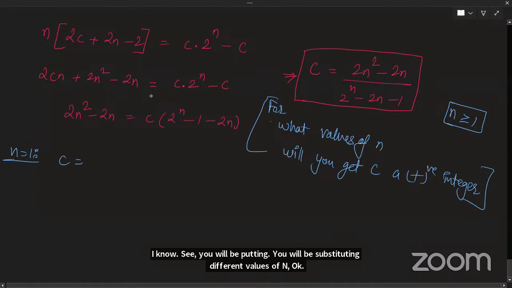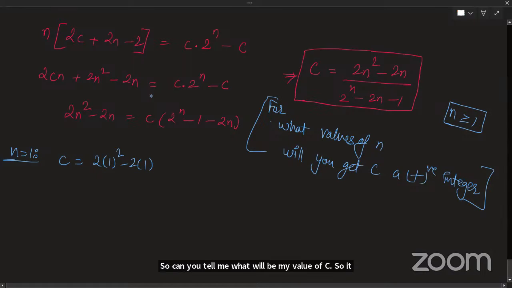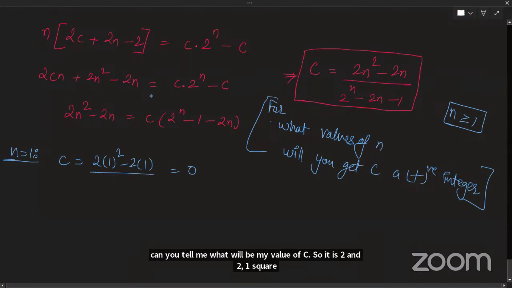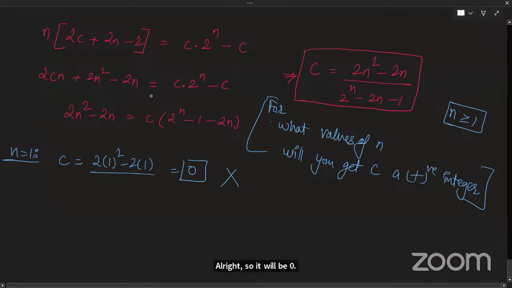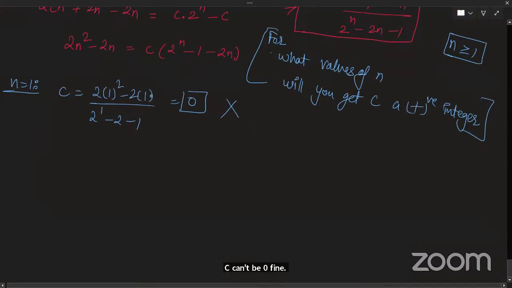Can you tell me what will be my value of c? It is 2 into 1 square minus 2 into 1, divided by something, so it will be 0. This case won't work, right? Because my c has to be a positive integer. c can't be 0. So this case is not correct.